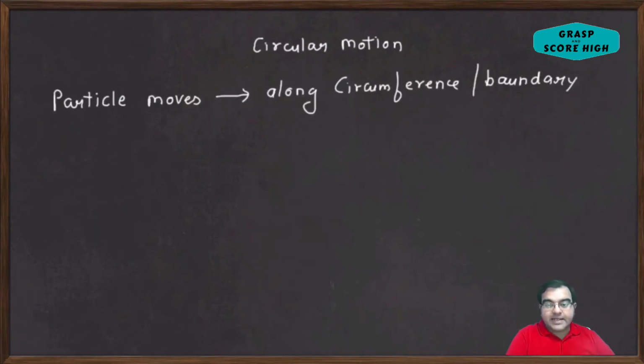Whenever your particle moves along the circumference or a boundary of a circle, the motion is called a circular motion. So it's moving along the circumference or the boundary of the circle. Let us understand this.